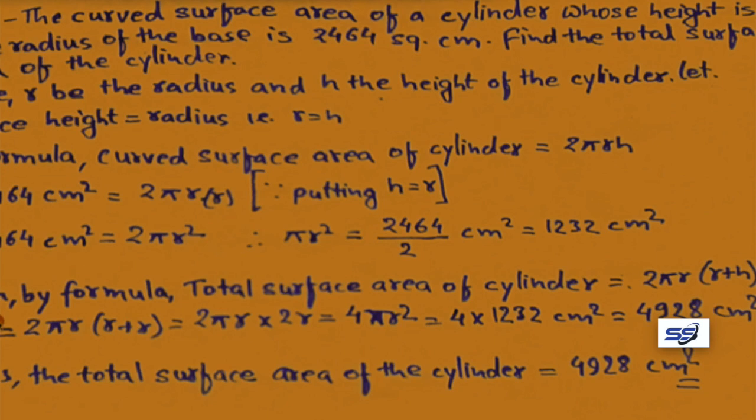Again, by using our next formula, total surface area of cylinder is equal to 2 pi r, r plus h, is equal to 2 pi r, r plus r, is equal to 2 pi r into 2 r, since r plus r is 2 r. So multiplying, this is 4 pi r square. Now the value of pi r square is 1232 centimeter square, same thing we place after 4. 4 into 1232 is equal to 4928 centimeter square. So total surface area of cylinder is 4928 centimeter square, and this is the requirement of our question. We can also say that this is our required solution.